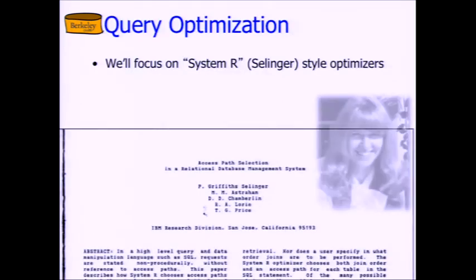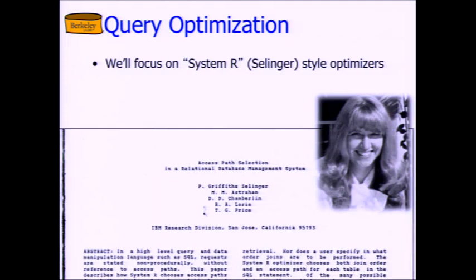Okay, we're going to focus on the System R or Selinger optimizer. So this is kind of the Bible of query optimization. It was written by this lady, Patricia Selinger, who's still around. She's still at IBM leading projects. And everybody always references this paper. It's like the grandmommy of relational query optimization. So she's an awesome lady if you ever get to meet her. She's still around.